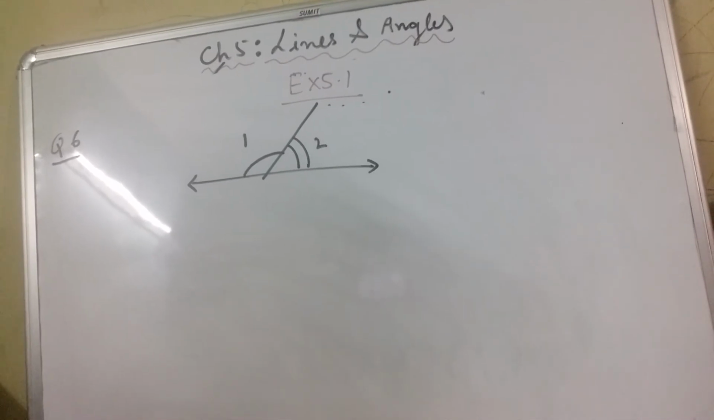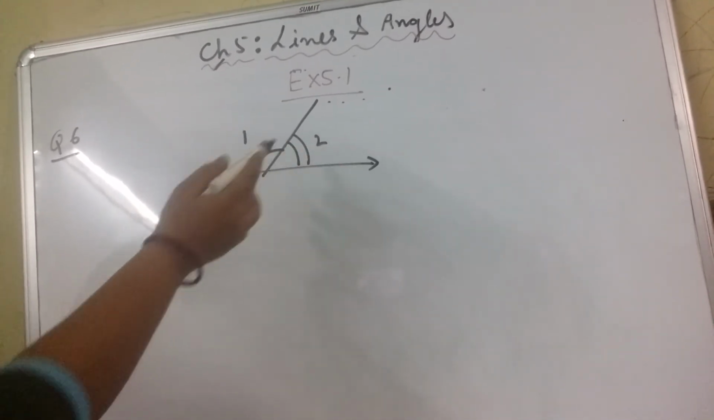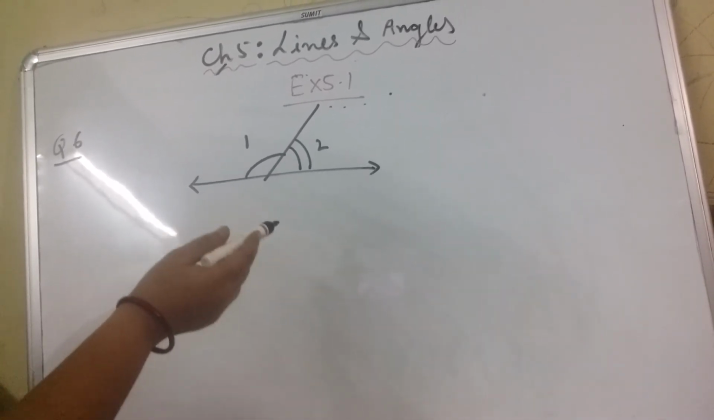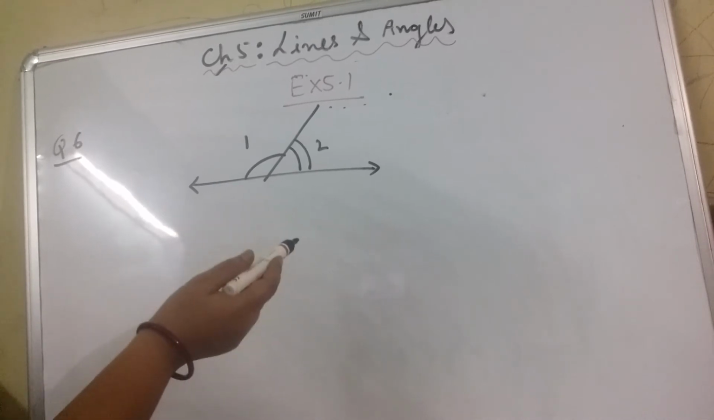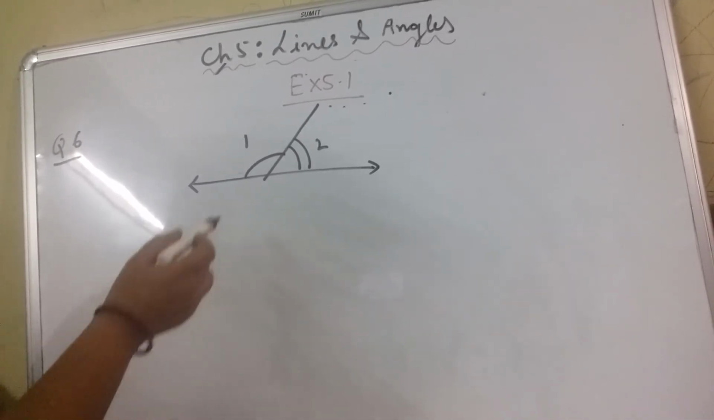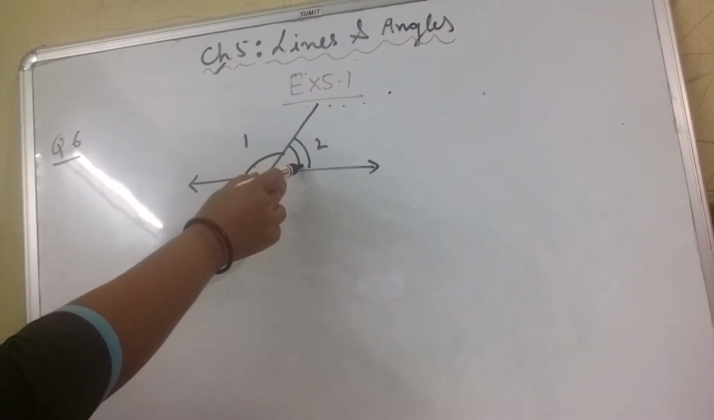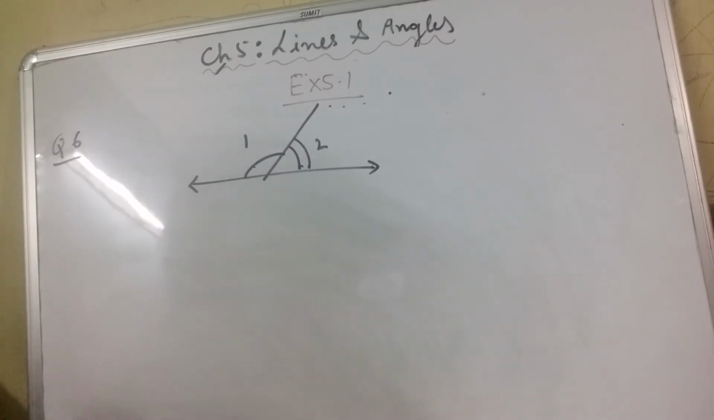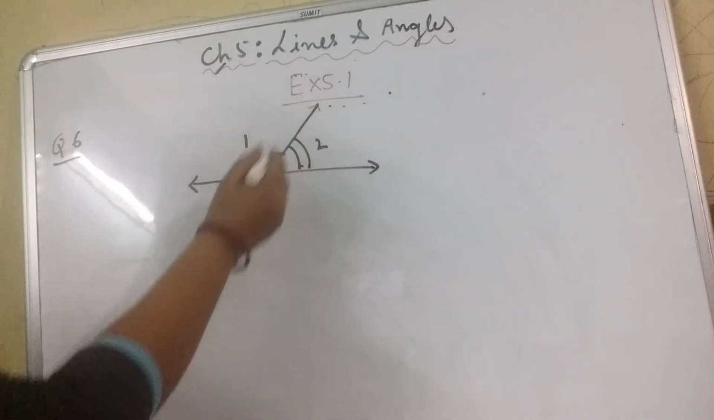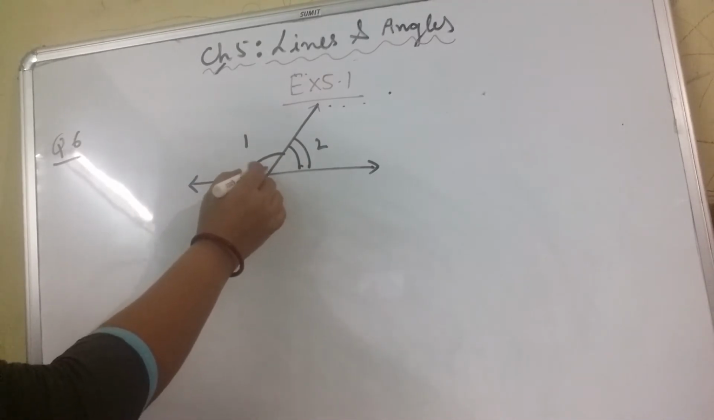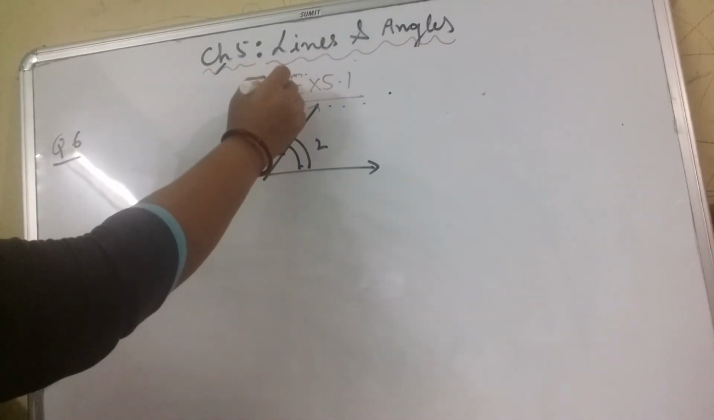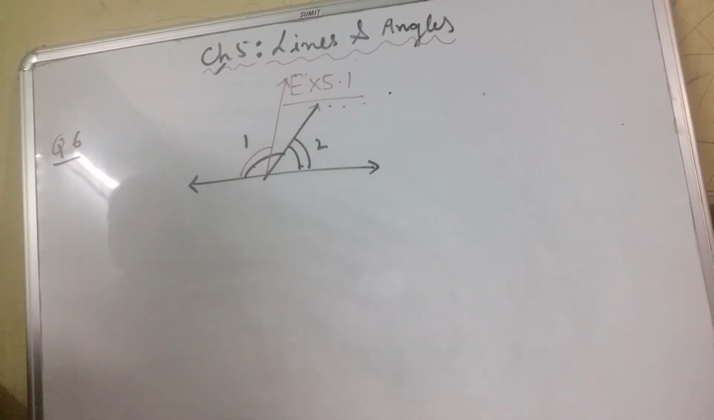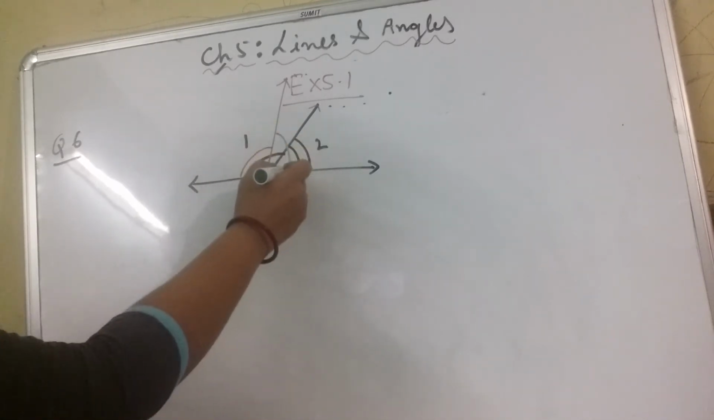question number 6. In the given figure, angle 1 and angle 2 are supplementary angles. If angle 1 is decreased, what change should take place in angle 2 so that both the angles still remain supplementary? Angle 1 and angle 2 are supplementary, and you are decreasing angle 1. Decreasing means that this side has to move towards the left. Now this is angle 1 and this is angle 2. Now it is the new angle 2.